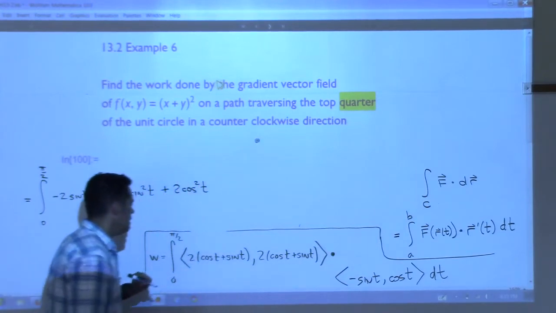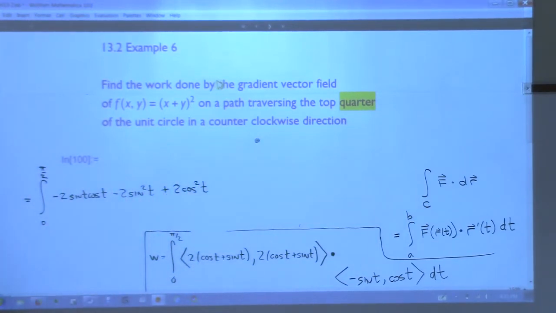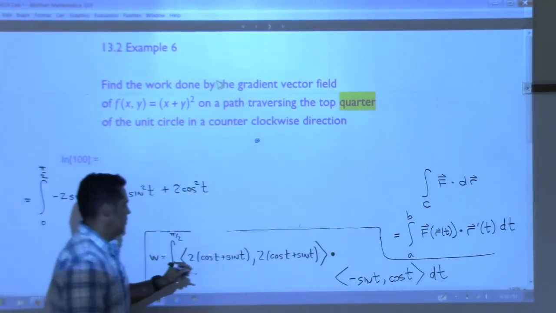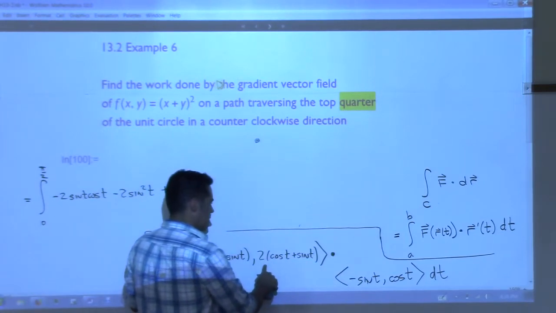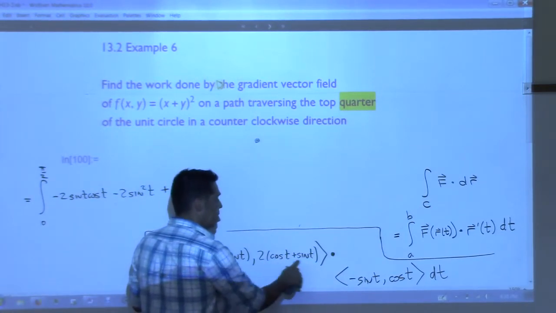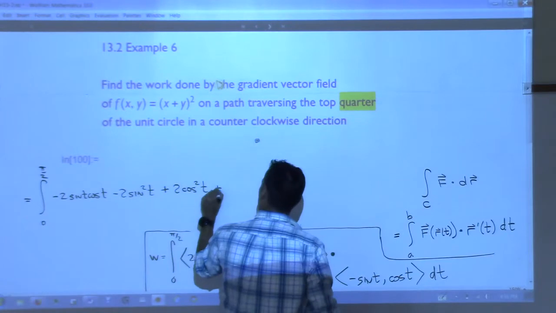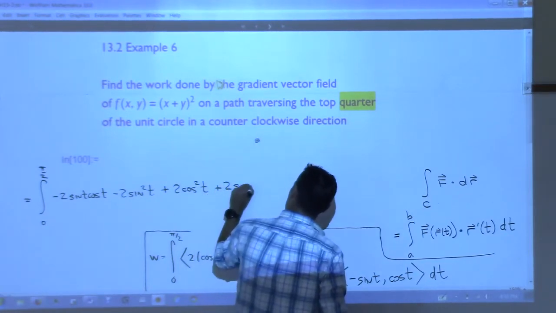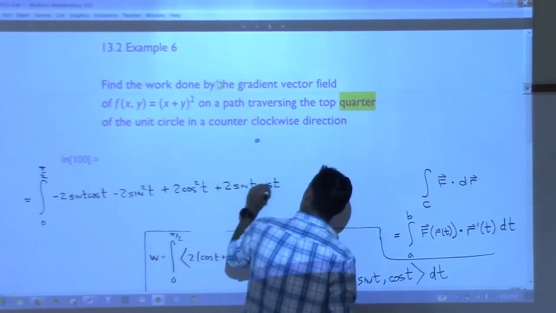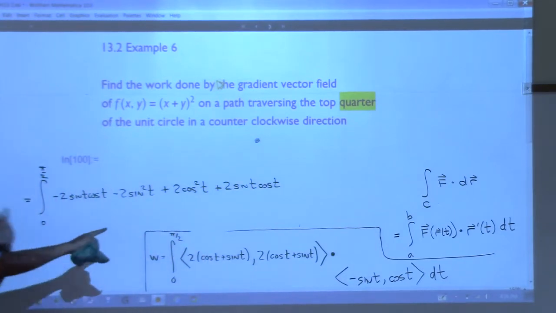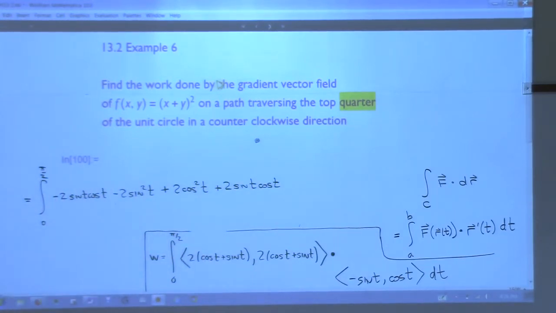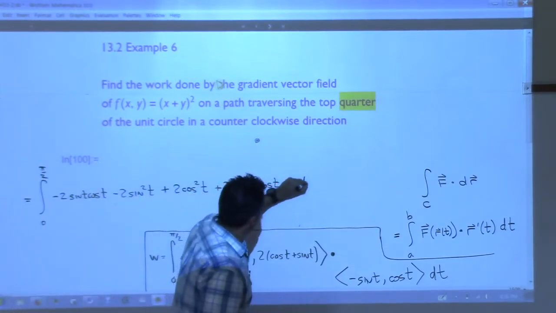And finally, wait, hold on, I lost myself. It was this and this, and then, so plus 2, right? Plus 2 sine t cosine t. I think that's it, right? That's the whole dotted out. Distributed everything out. And all of this is with respect to t.